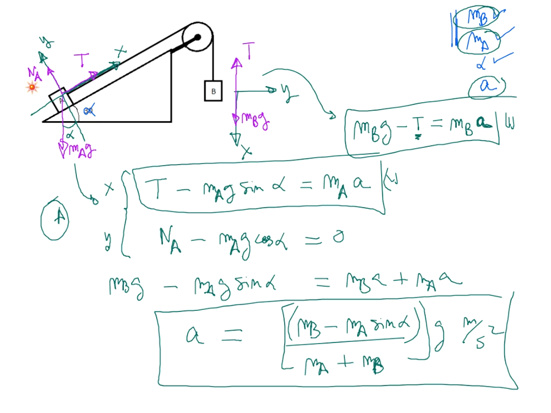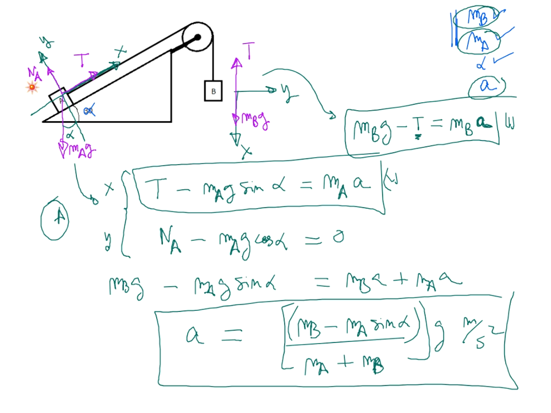Alan asked, is A the same for both blocks? Yes. Remember, that's how we started the problem. The magnitude of A is the same for both blocks because the string doesn't stretch between the two blocks. But obviously, the direction is different.